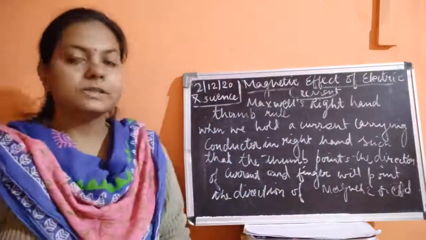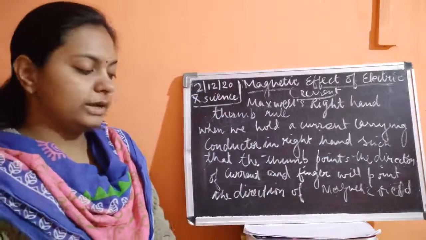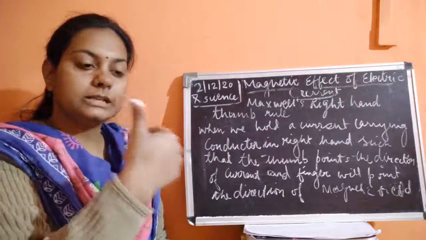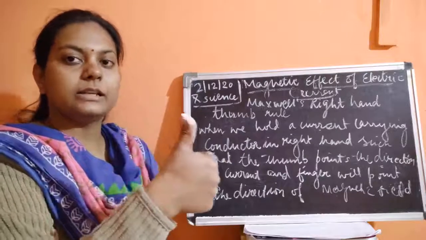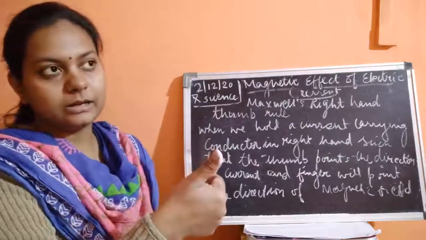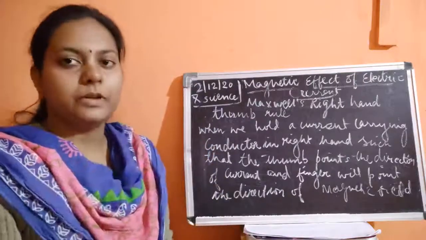So this is about Maxwell's right hand thumb rule, which says that whenever you are holding a current carrying conductor in your right hand, and the thumb points in the direction of the electric current, then the fingers which are encircling the current carrying conductor will always give you the direction of the magnetic field.